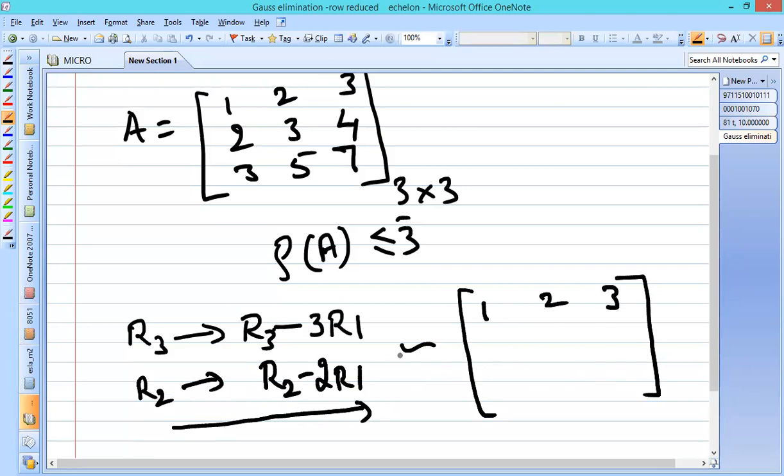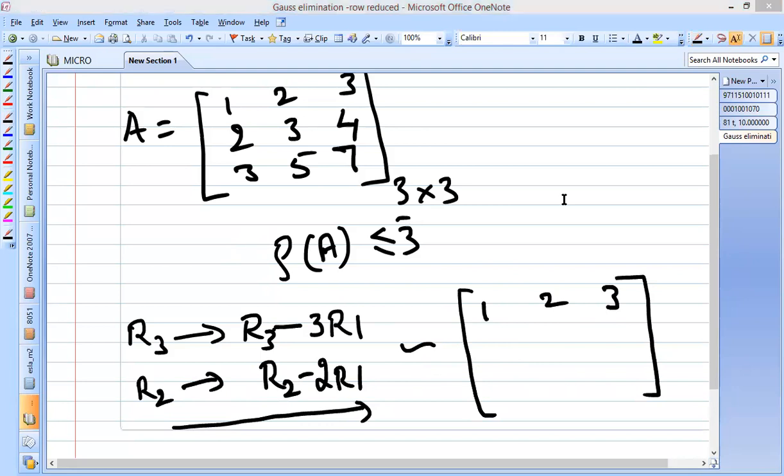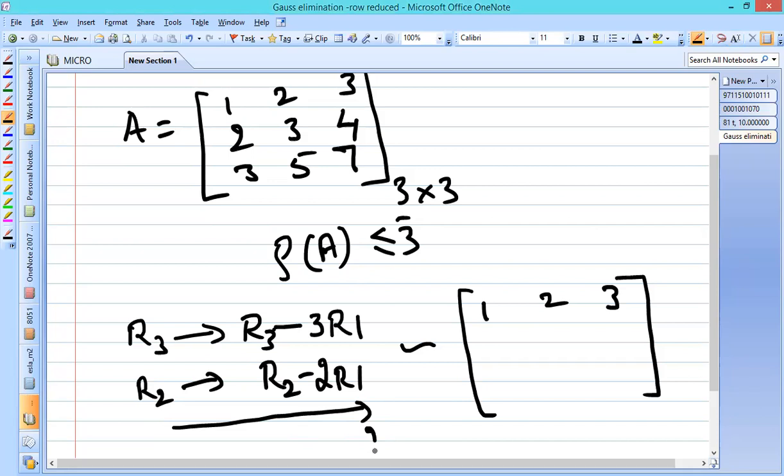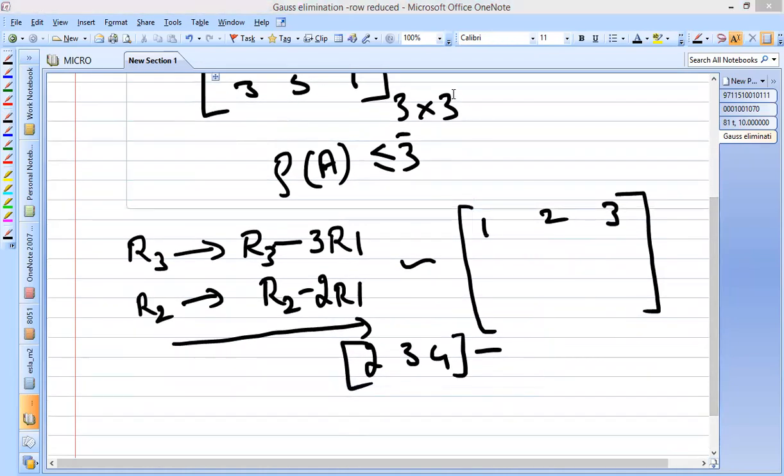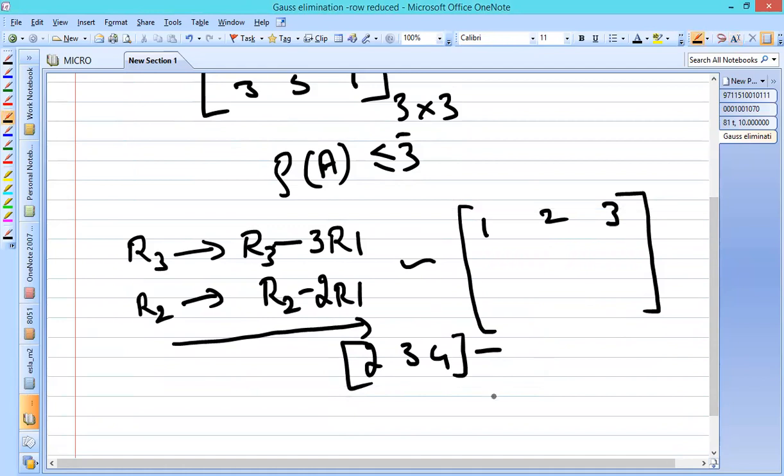What about the second row elements? The second row has to be replaced by R2 minus 2R1. R2 elements are 2, 3, 4. I'll show the operation here. So I have 2, 3, 4 here, right? These elements should be subtracted with 2 times the elements of R1. The elements of R1 are 1, 2, 3. If multiplied by 2, it will be 2, 4, 6.